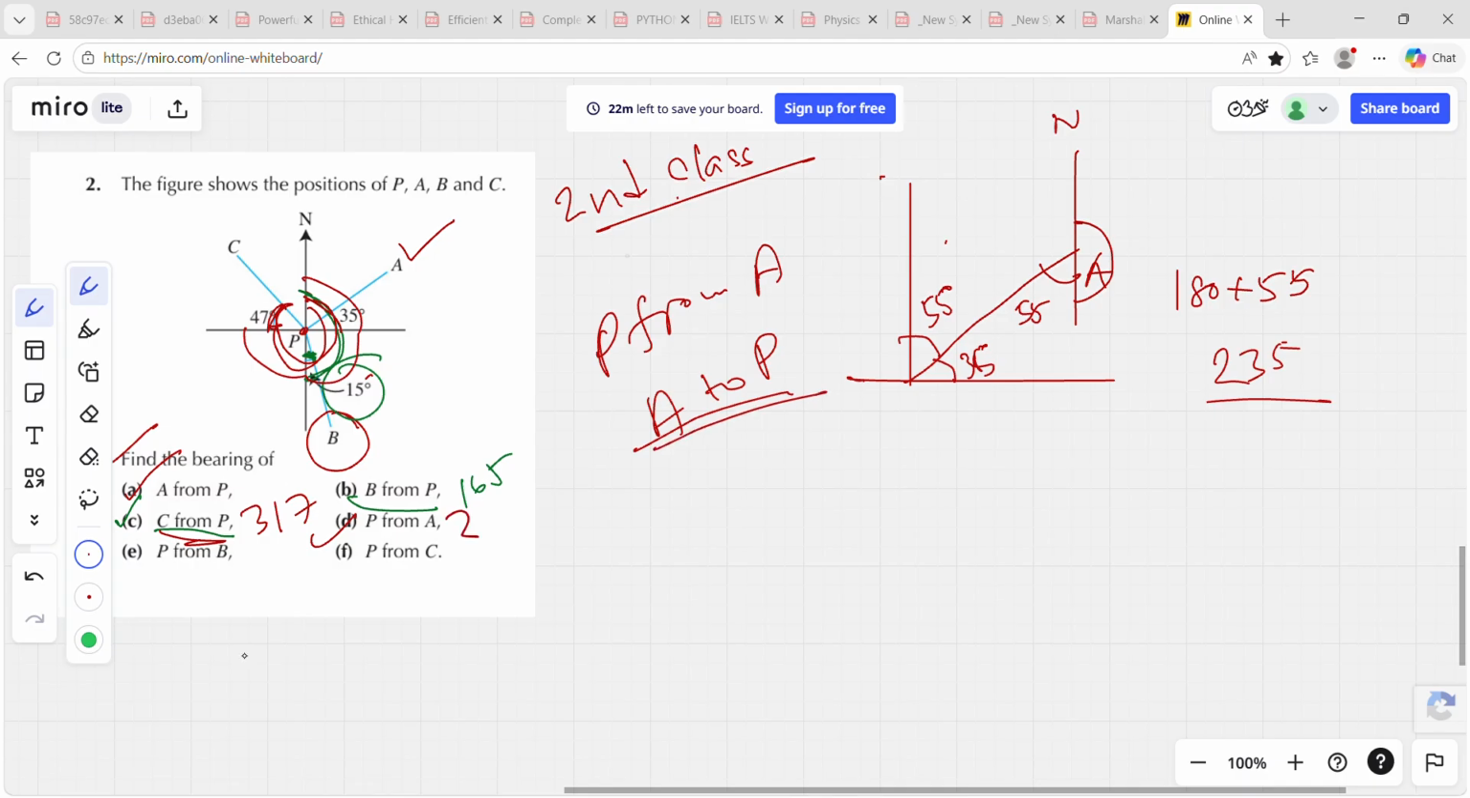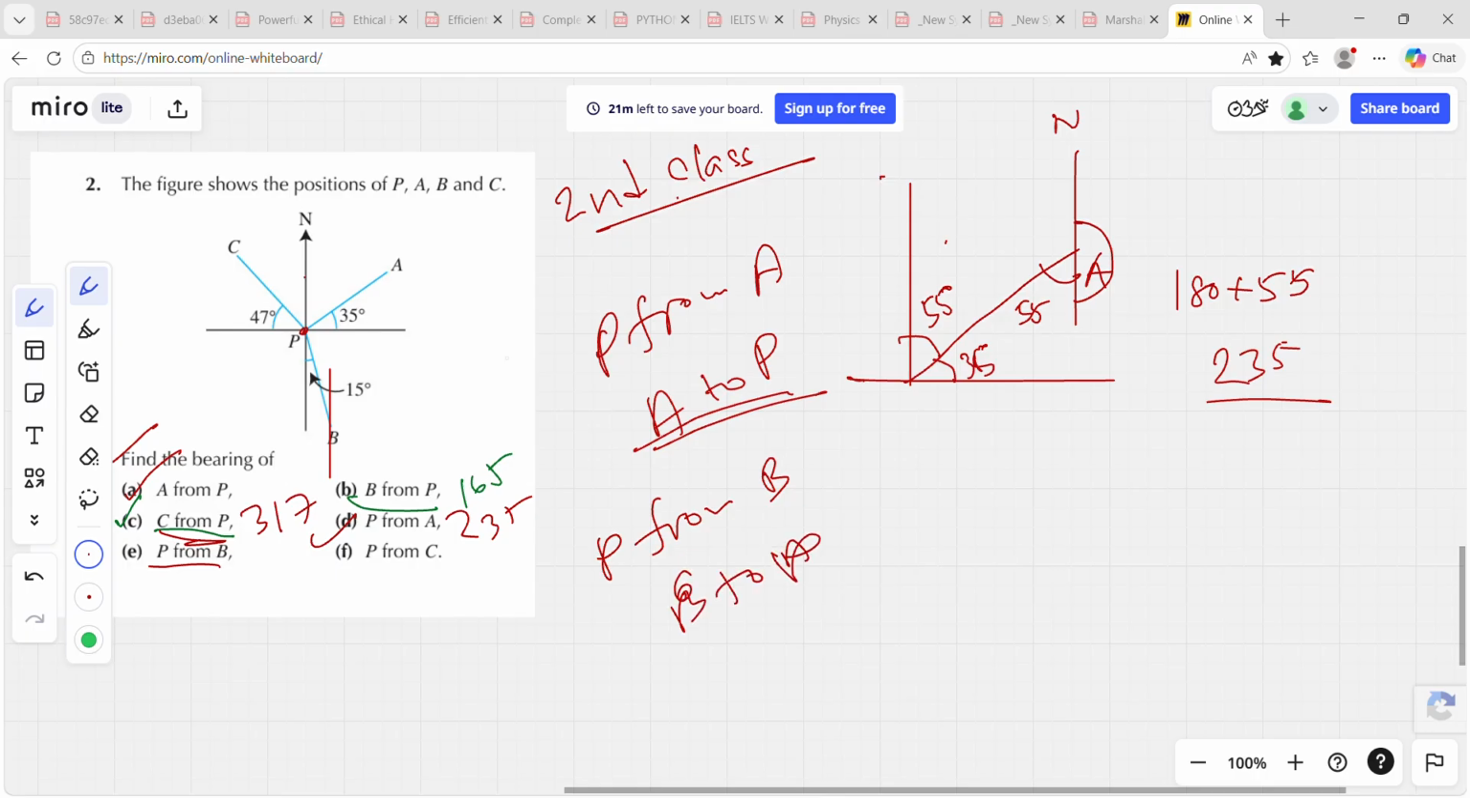The same way we will calculate the bearing of B and the bearing of C. If we erase these things, here we can draw that. Now you have to draw a line here. Now we are finding P from B. P from B means B to P. So at point B, you have to draw a north direction line, like this one. Then you have to come all the way down to here, so you need to determine this particular angle.